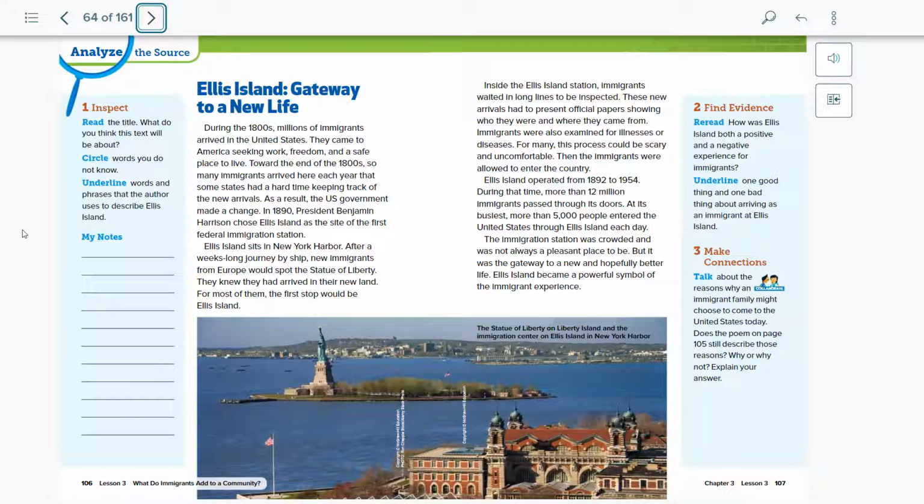Talk about the reasons why an immigrant family might choose to come to the United States today. Does the poem on page 105 still describe those reasons? Why or why not? Explain your answer. And that was that short excerpt from the primary source that we read.